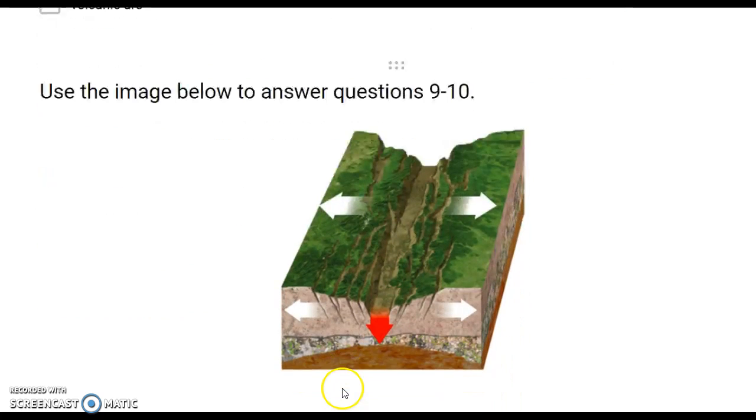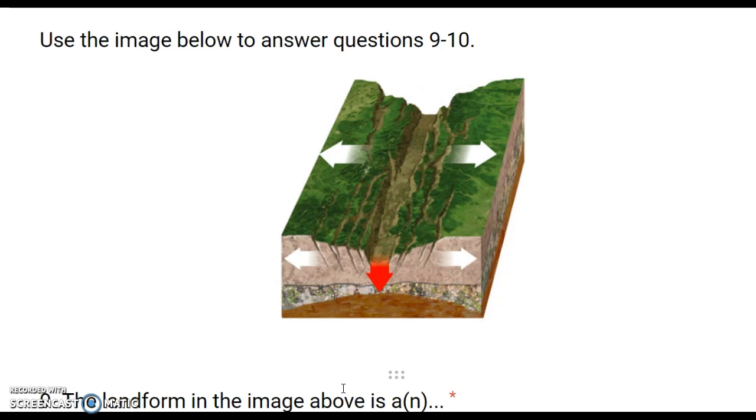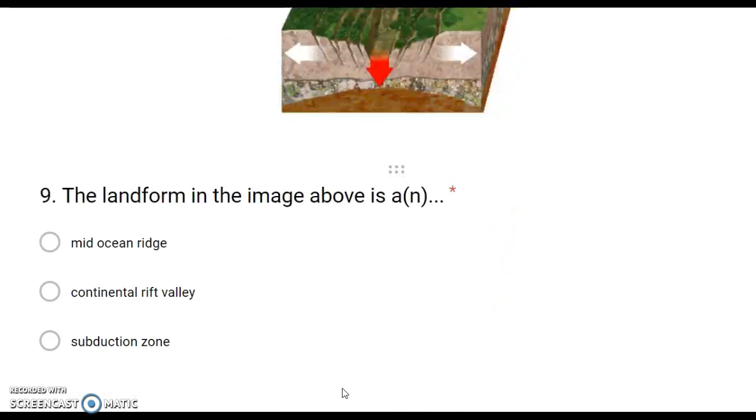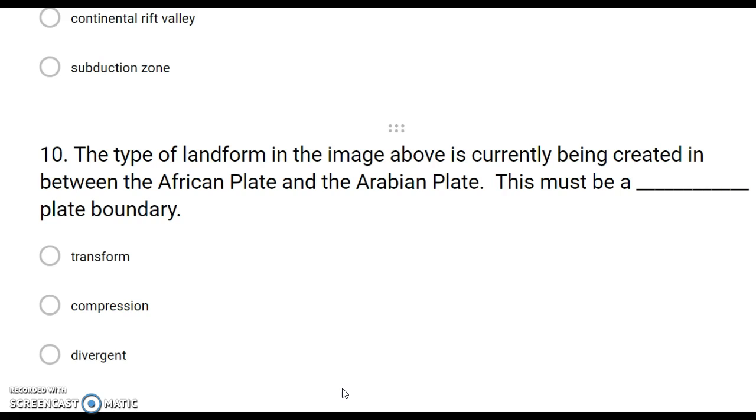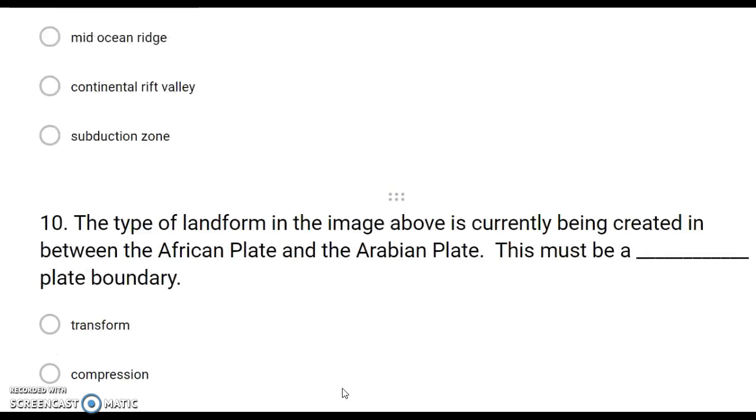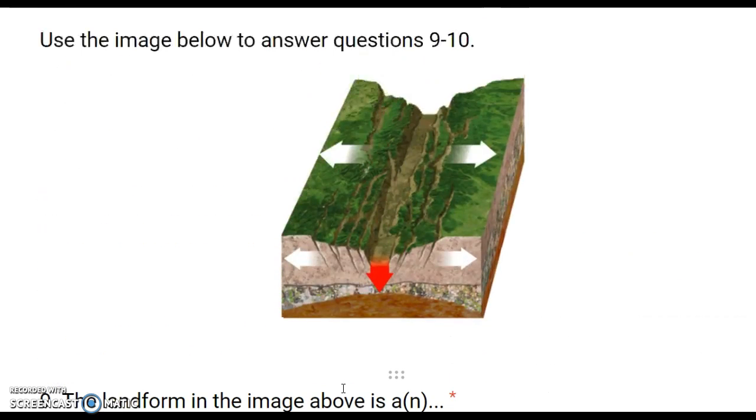For questions 9 and 10, you're going to use this image. 9. The landform in the image above is a mid-ocean ridge, continental rift valley, subduction zone. 10. The type of landform in the image above is currently being created in between the African plate and Arabian plate. This must be a blank plate boundary. Transform, compression, divergent. And here's the image again.